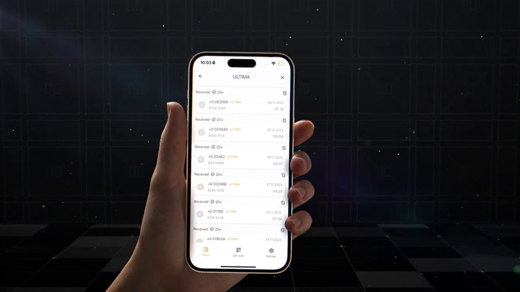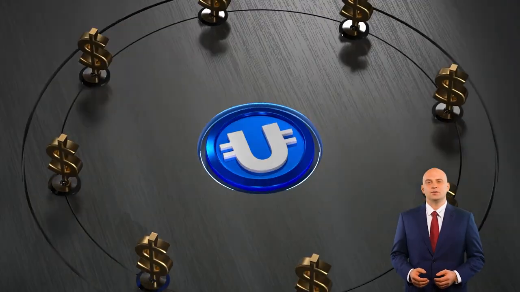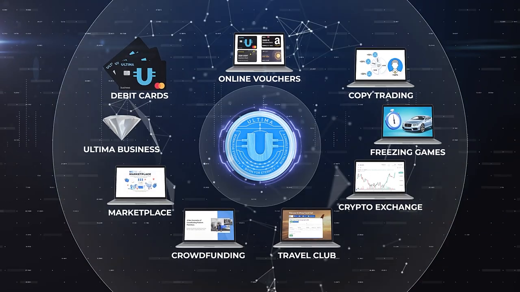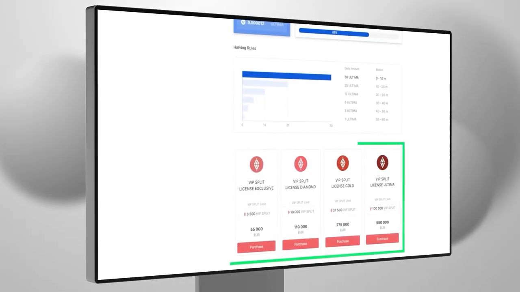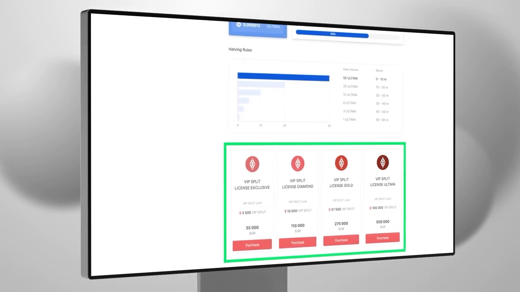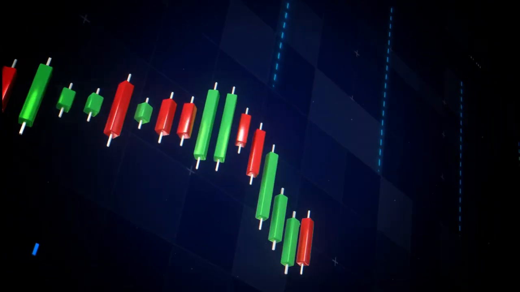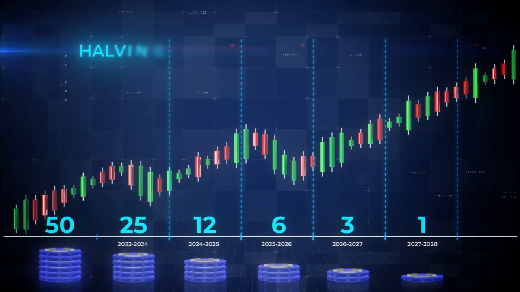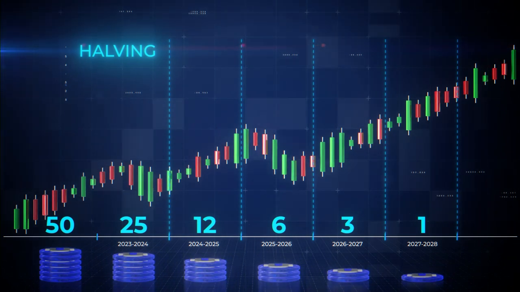Once you've earned your rewards in Ultima, you have complete freedom of action. You can send tokens to other people, sell and earn on changes in their rate, purchase other products within the ecosystem, and purchase new split licenses to increase your limit. However, long-term storage of tokens is the most promising option. A unique hyperdeflationary strategy contributes to the constant growth in the value of the Ultima token, making it potentially more valuable.